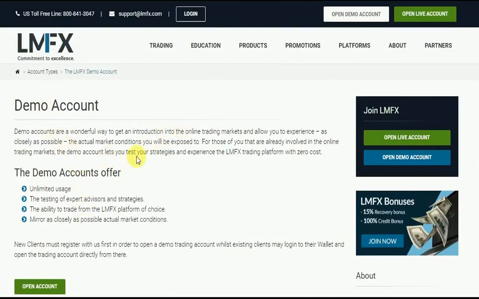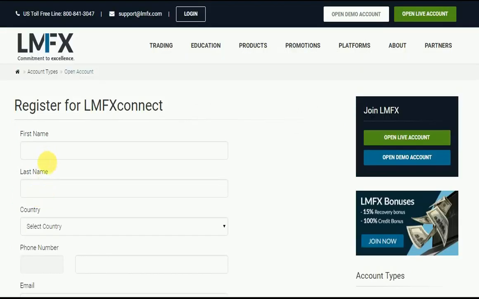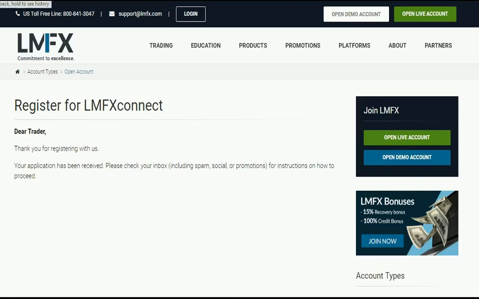Demo accounts are wonderful to get you started, with unlimited usage, testing, and so on. You open your account. So first name, market, last name, MarketinvestFX. So registering for LMFX. Once you're registered, you will get a notification sent to your email address. So let me go check that out.